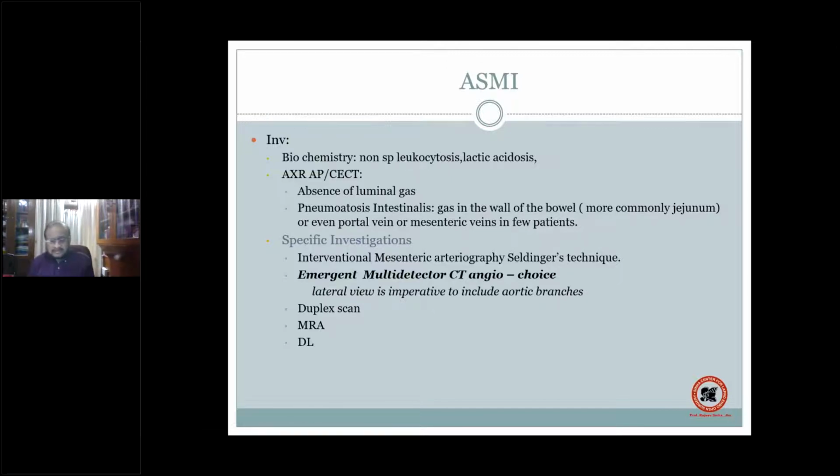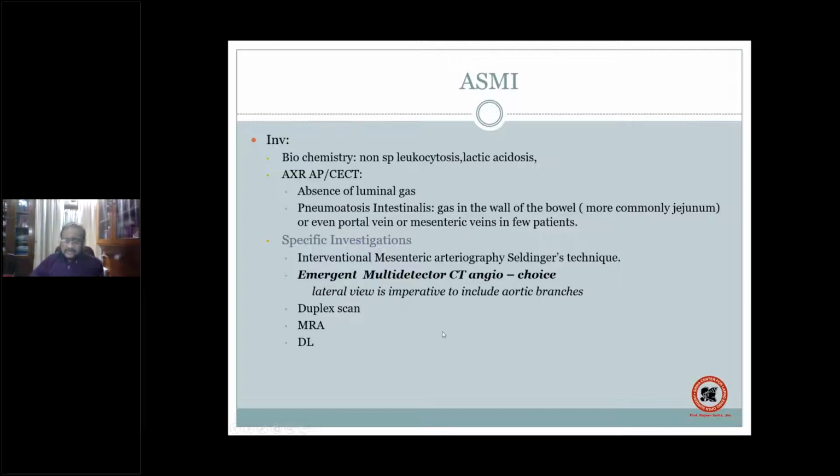Specific investigations: number one is a mesenteric arteriography done conventionally by the Seldinger technique. You push in a catheter from the femoral route, the tip goes up to the superior mesenteric artery, and then you inject the dye there. That is the arteriography. But what has now emerged as the choice, or the gold standard diagnosis, of any kind of superior mesenteric artery or inferior mesenteric artery vascular mishap is the emergency multi-detector CT angio, and that is the choice.